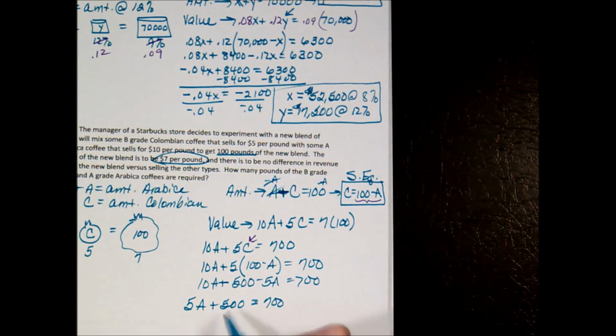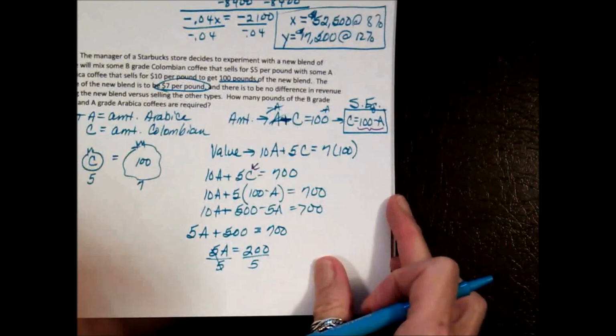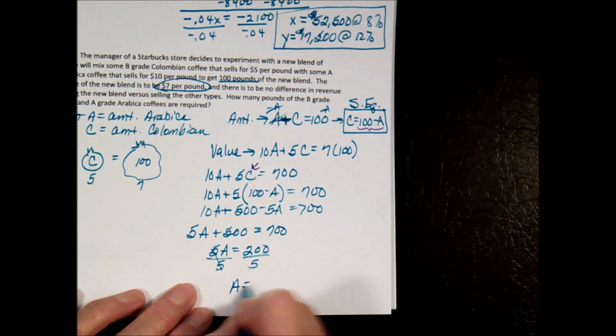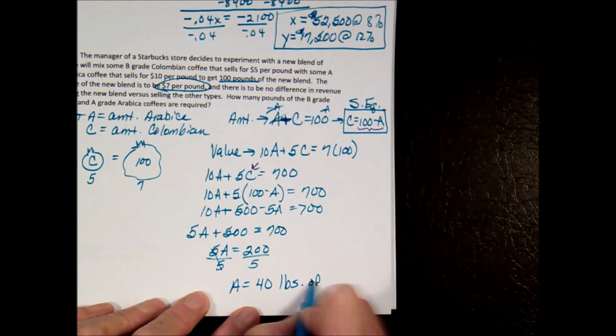Subtract the 500 from both sides. 5A equals 200. I subtracted a 500. I didn't show that step. Don't freak out. Divide both sides by 5, and we end up with A is equal to 40, and that is 40 pounds of Arabica.